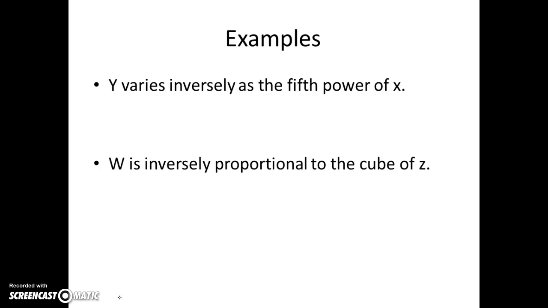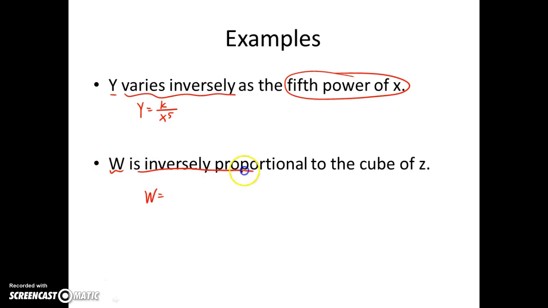Try a couple more examples here, and then check to make sure you're right. So you should have gotten y varies inversely, that's k divided by the 5th power of x, so x to the 5th. And finally, w is inversely proportional, so k divided by the cube of z, z cubed. Again, as we keep going now, today's homework even will have a mixture of inversely and directly proportional. So just make sure you read the problems very carefully, because it will definitely change your answer.